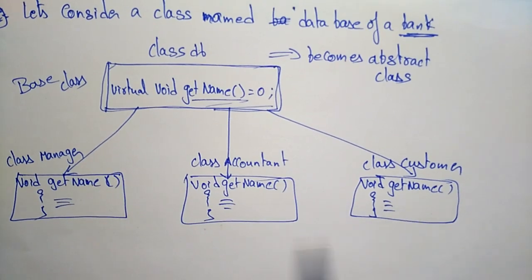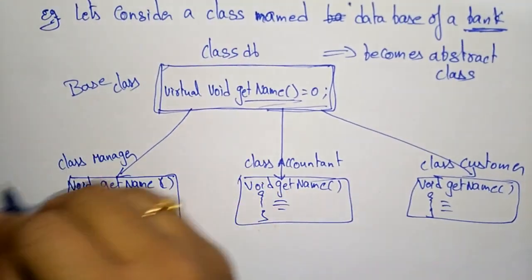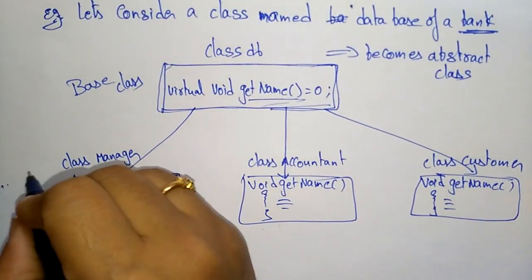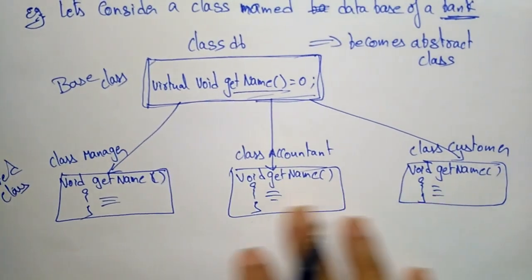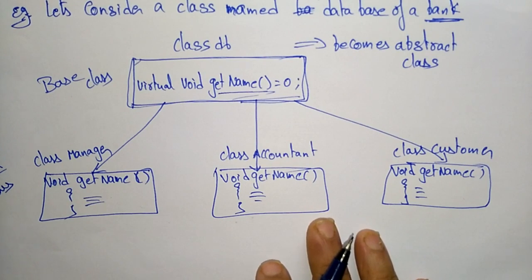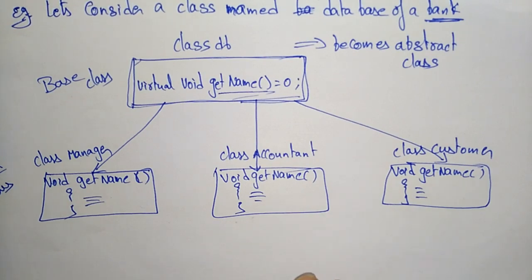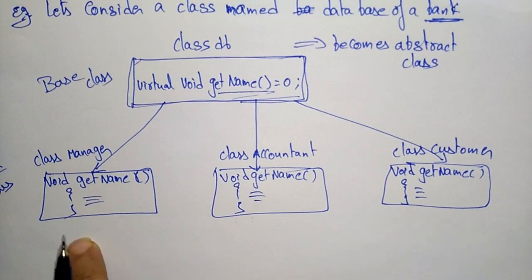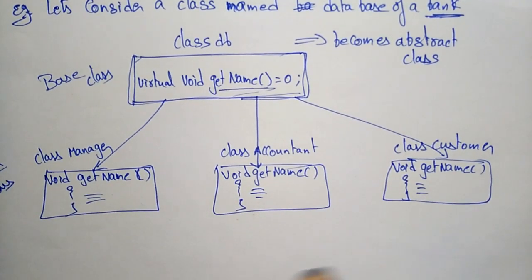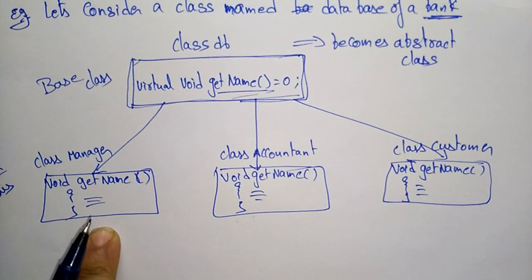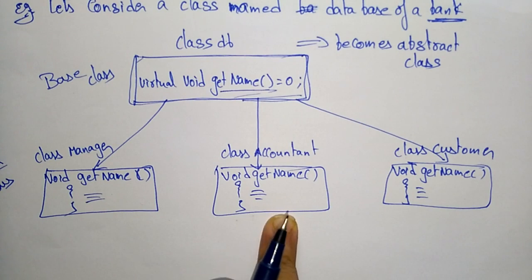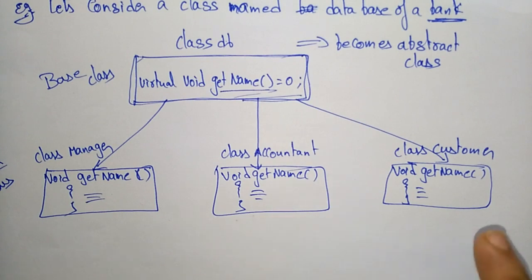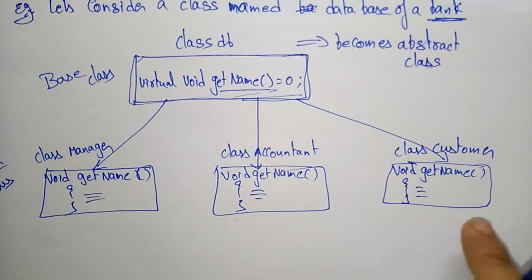These are the derived classes. We want all derived classes to define this function in their class to get their names. So we will use the manager class to store the manager data. At the same time, we will use the accountant class to store account data, and the customer class will be used to store the customer data. Okay, is it clear to you?